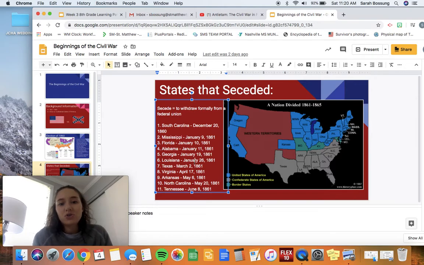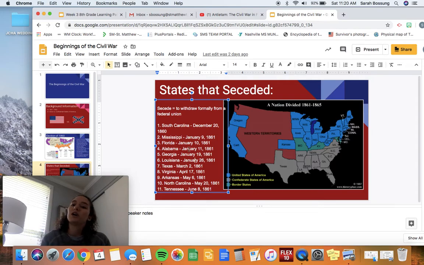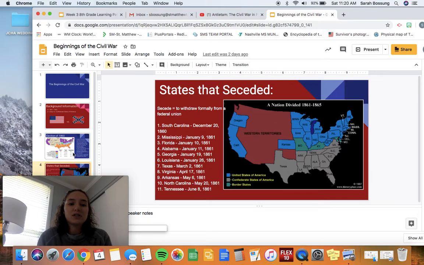There's also a little bit more time between the later states that secede, rather than Mississippi and Florida and Alabama, who are all days apart from each other. So maybe they were second guessing it, or maybe they were going to see how the states that had already seceded fared, and if there were any repercussions. I don't know. That's an interesting question, though. So we have 11 states that decided, you know what, we're not going to be part of the union anymore.